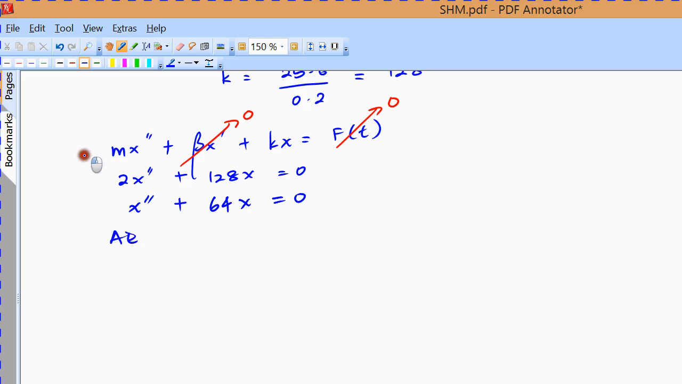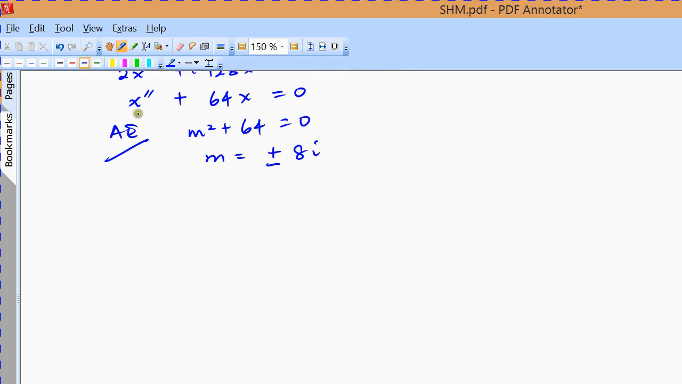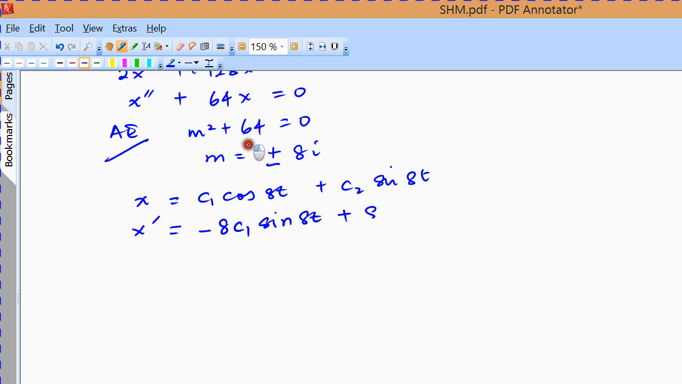And so the auxiliary equation is m squared plus 64 is equal to 0, and m is therefore equal to plus or minus 8i. And because these are complex roots, we obtain x is equal to c1 cos 8t plus c2 sine 8t. Now I'm going to differentiate this so that I can put in my initial conditions, and this is minus 8 c1 sine 8t plus 8 c2 cos 8t.